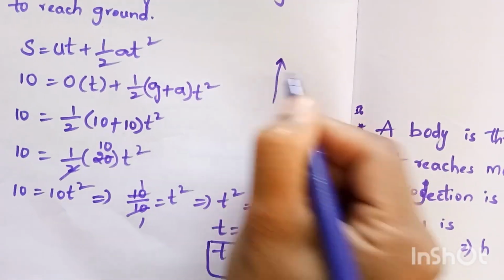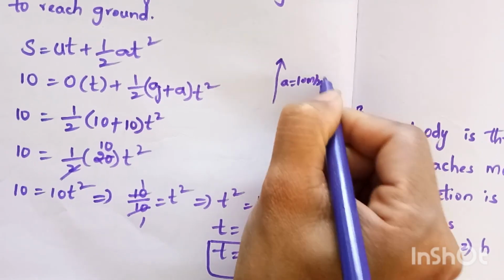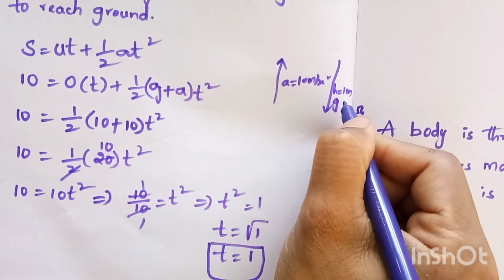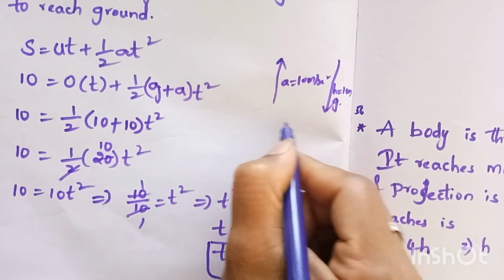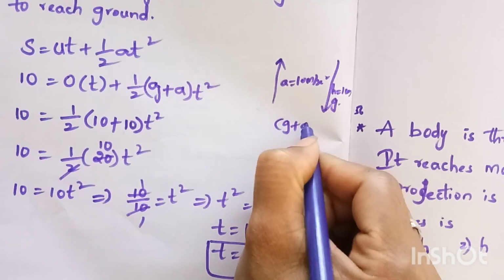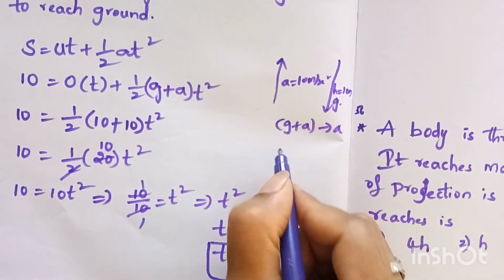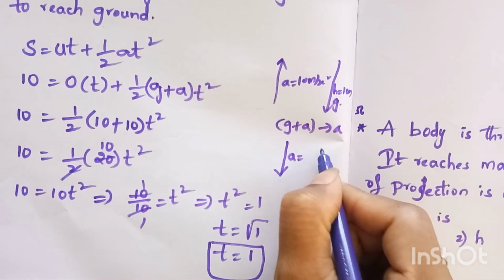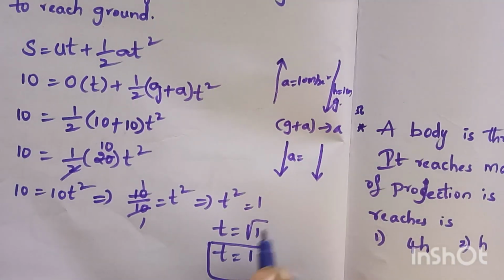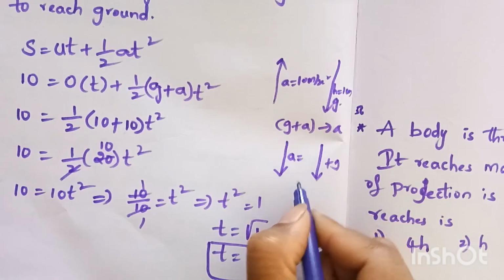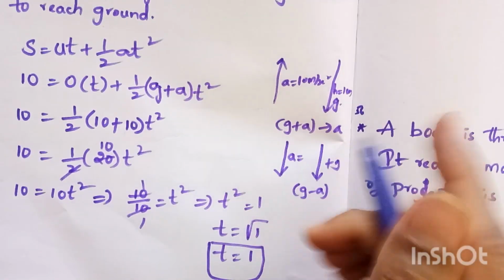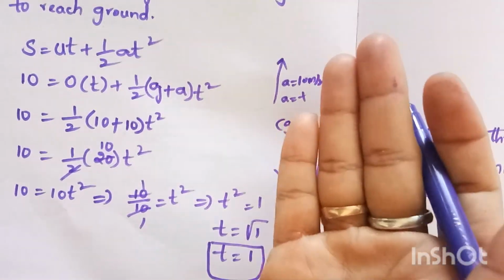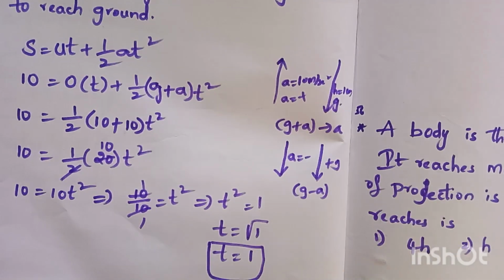As the person is moving up with acceleration 10 meter per second square and the stone is dropping down from a height of 10 meters with acceleration due to gravity g, we take it as g plus a in place of a. Suppose a person is coming down with acceleration and a stone is dropped downward with g, then we take it as g minus a. So for upward motion the acceleration will be positive and for downward motion the acceleration will be negative, as we already discussed in the topic of acceleration.